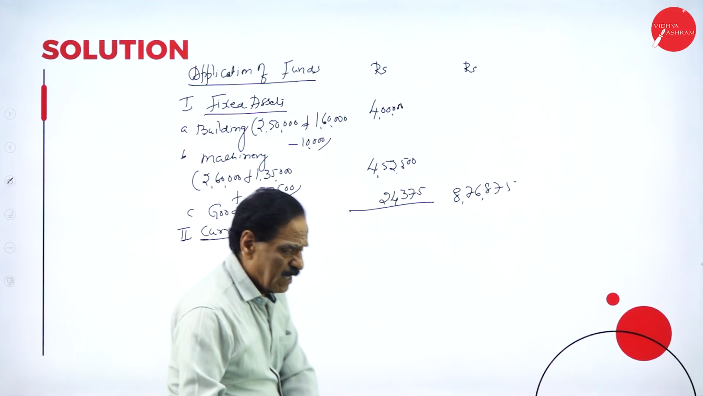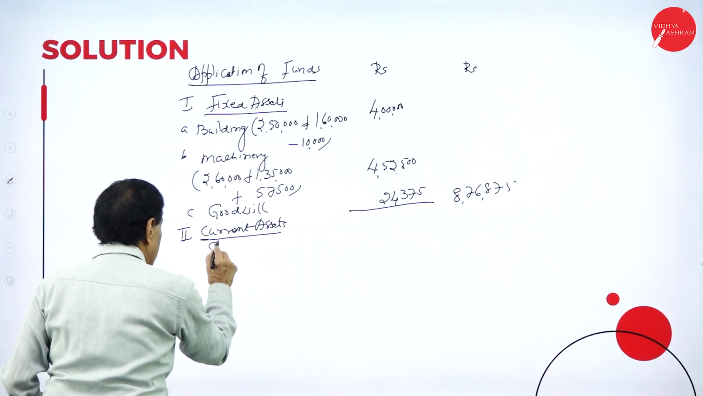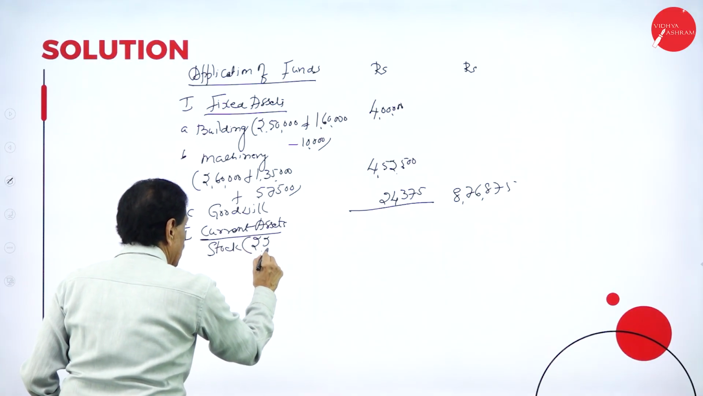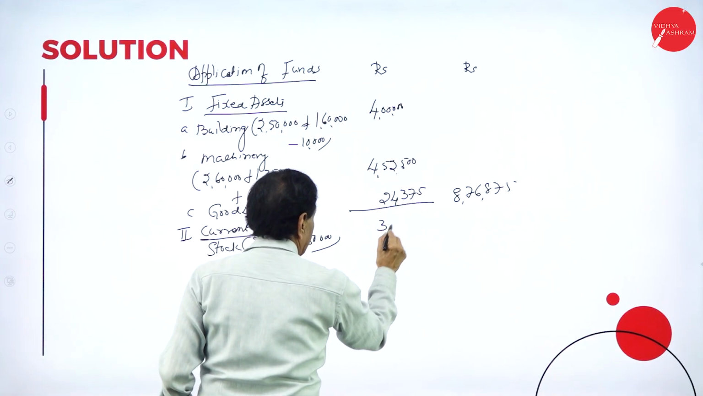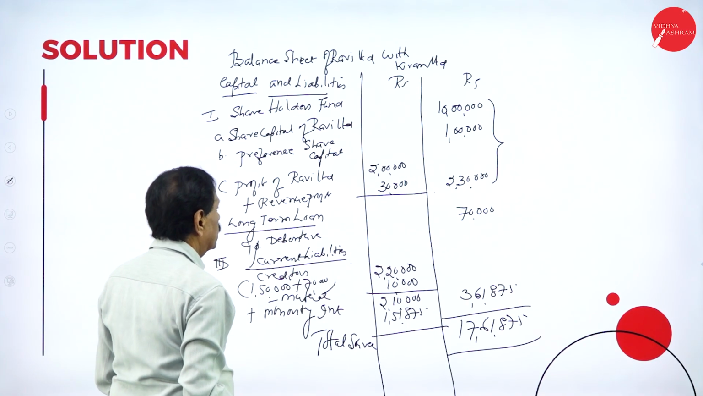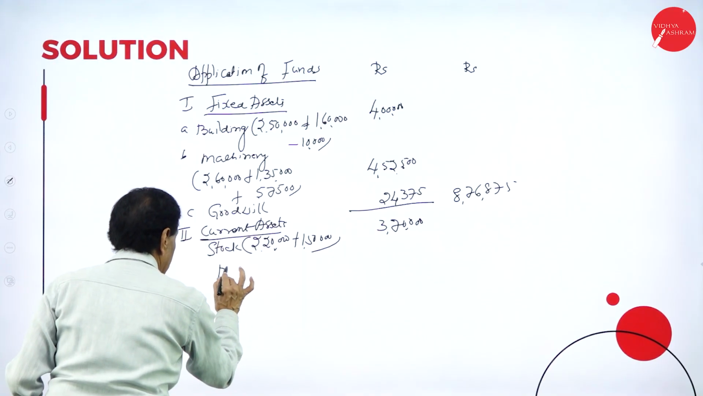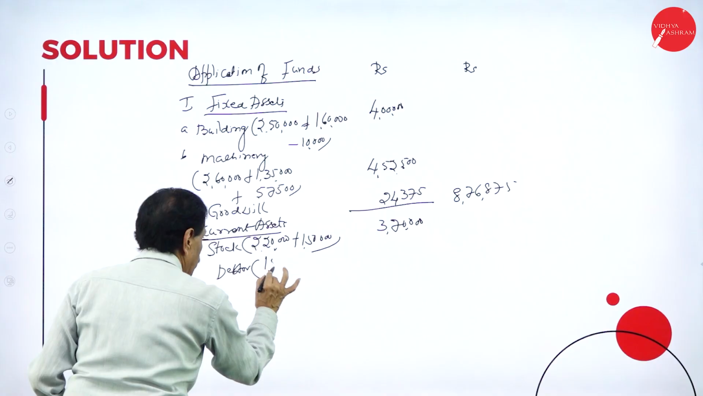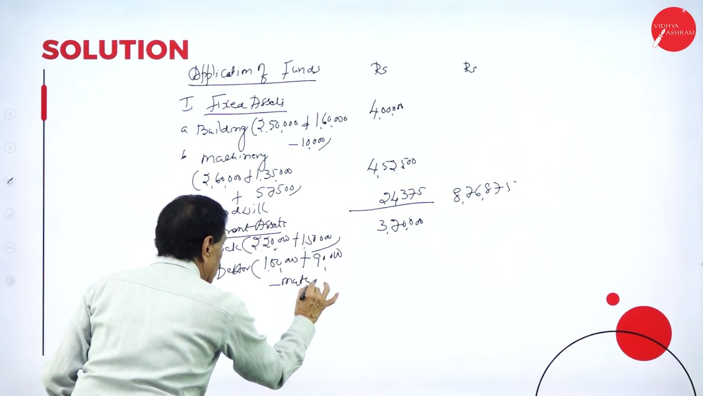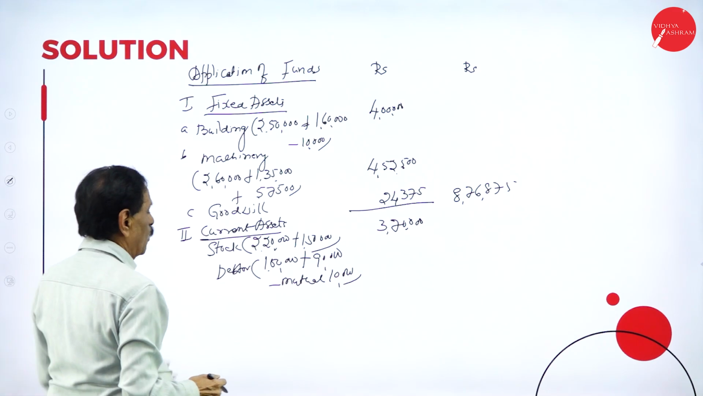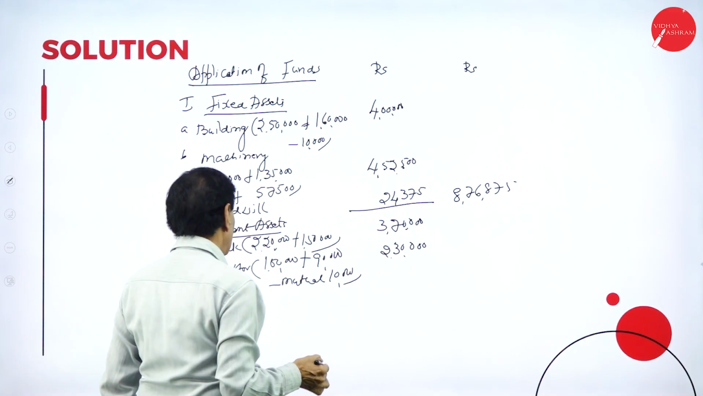Underline. Which are the current assets? Number 1, stock. 2,20,000 plus 1,50,000, 3,70,000. Stock. What next? Debtor. 1,50,000 plus 90,000 minus mutual 10,000. So 1,50,000 plus 90,000, 2,30,000. This goes to debtor.